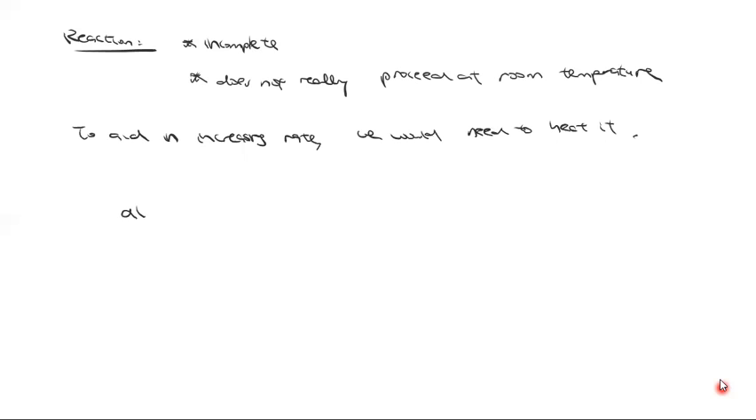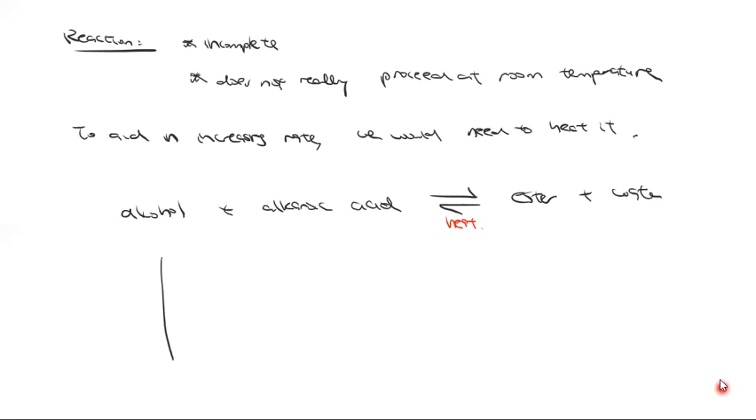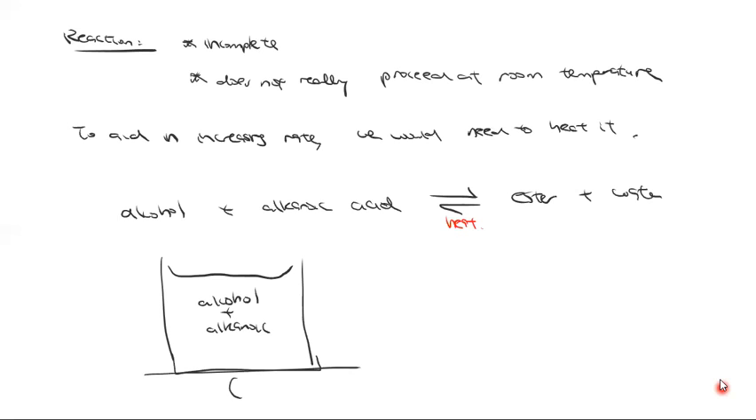Now, keep in mind what you've got. You've got alcohol plus alkanoic acid, and you're now providing heat. And of course, now potentially it's going to react to form your ester plus your water. Now, the way a lot of students think about this, certainly initially, is they'll just go, okay, you've got a beaker, you dump in your alcohol plus your alkanoic acid, and you put it on a Bunsen burner and off you go. That's basically how a lot of students think about this to start with.